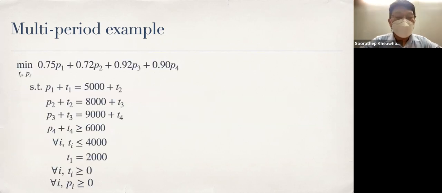So for this problem, we formulate the optimization problem as: minimize our objective function, where our decision variables are Ti and Pi, and we have a set of constraints.